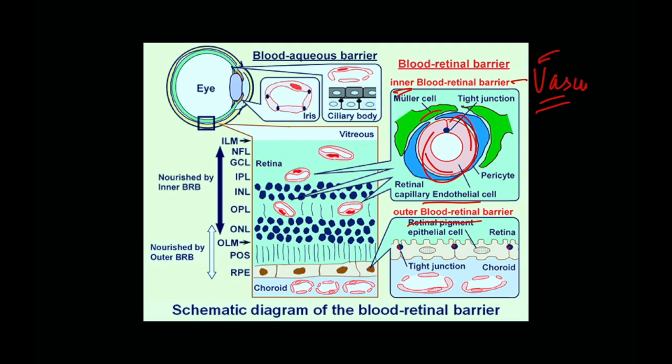It is vascular. The outer blood retinal barrier is epithelial. Important point. So what are other blood-retinal barriers? You have the blood aqueous barrier. So there are two barriers in the eye: blood aqueous barrier and blood retinal barrier. Okay.